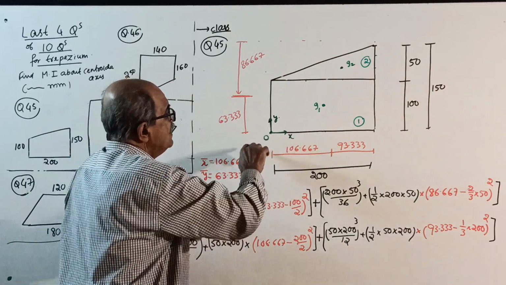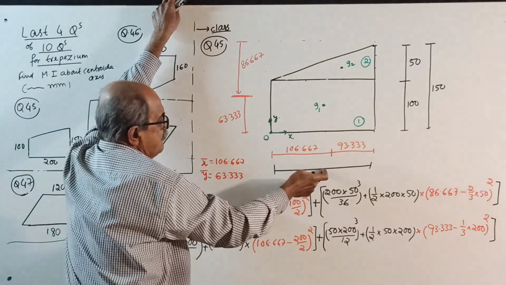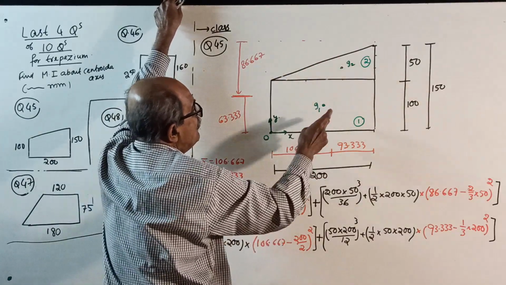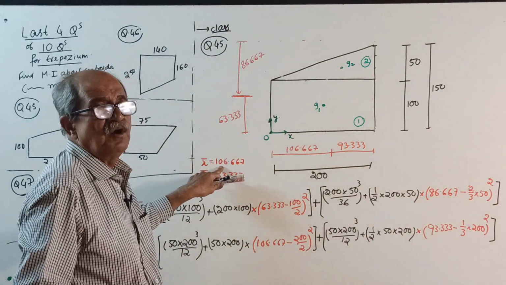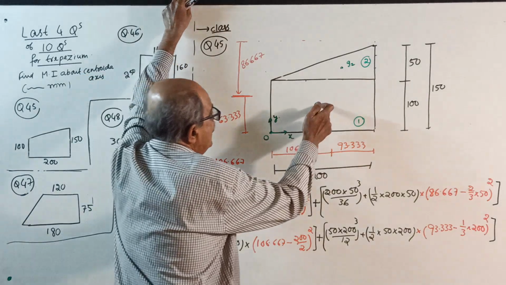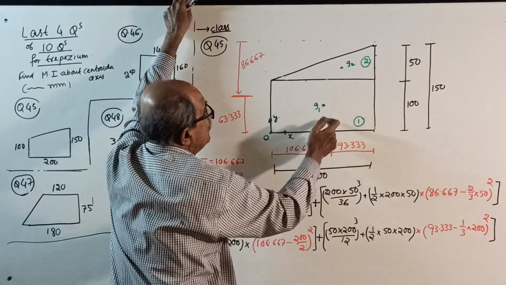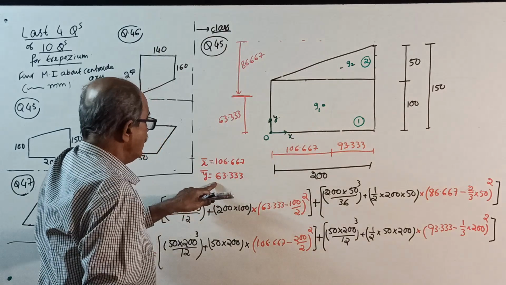Okay, start. With O origin, X, Y. A1, X1, half of 200. A2, X2, 2/3 of 200. Divide by A1 plus A2. This way, X bar will come 106.667. A1, Y1, A2, Y2. Y1 is 100 by 2. Y2, 100 plus 1/3 of 50. You will get Y bar.